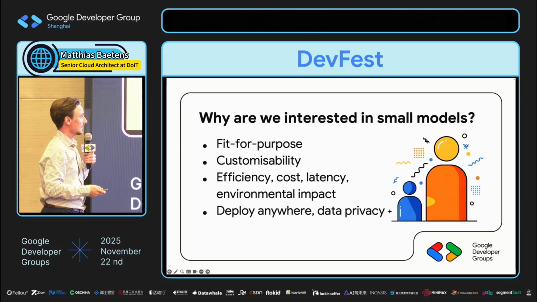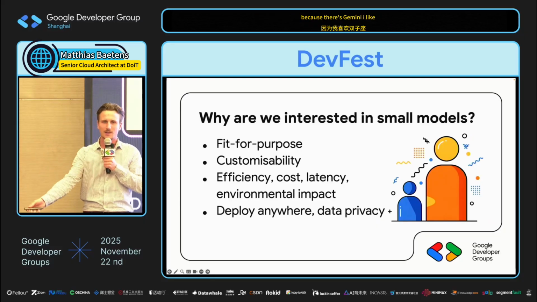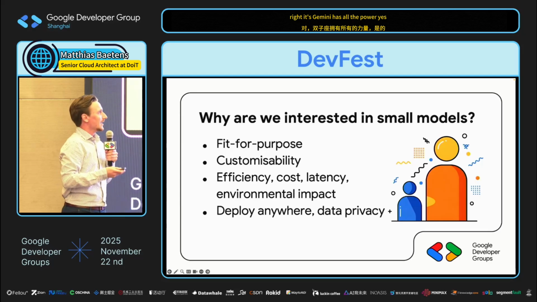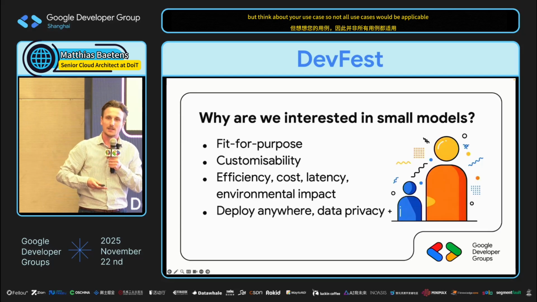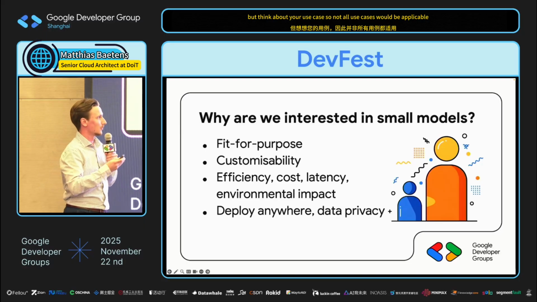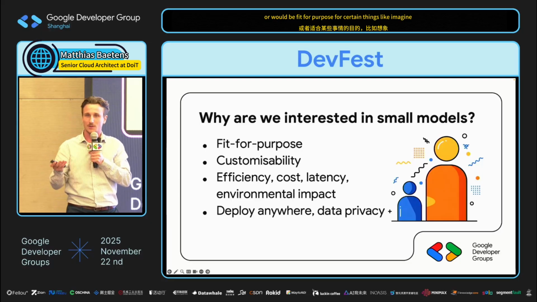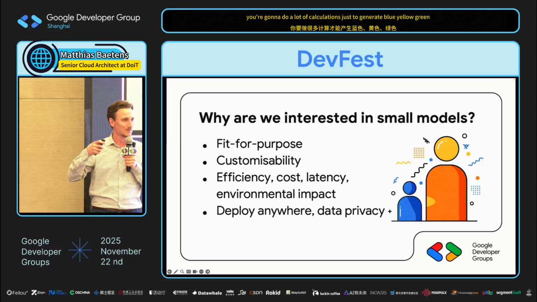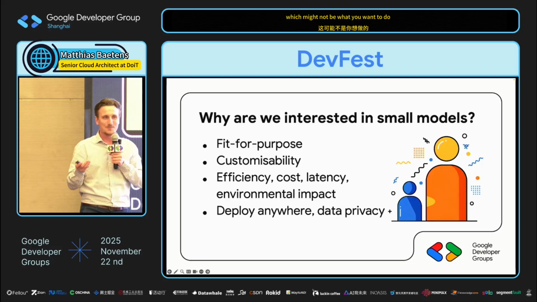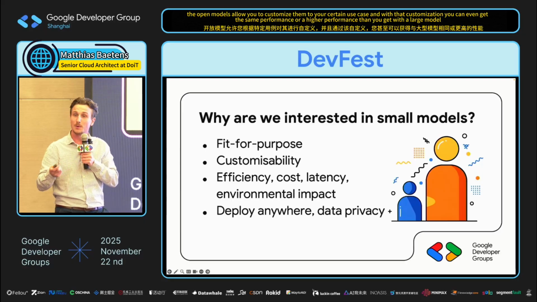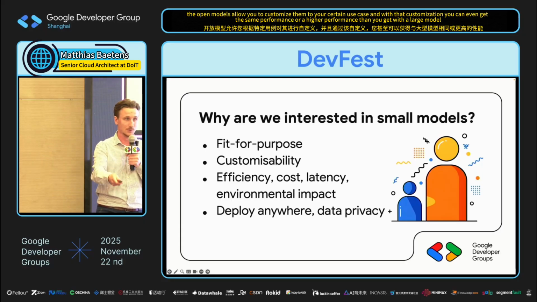So why would we be interested? Because there's Gemini. Like, why do I care about Gemma, right? Gemini has all the power. Yes, but think about your use case. Not all use cases would be fit for purpose for certain things. Like, imagine you want to generate a random color. You're going to do a lot of calculations just to generate blue, yellow, green, which might not be what you want to do. So if you have a certain case, the open models allow you to customize them to your certain use case.